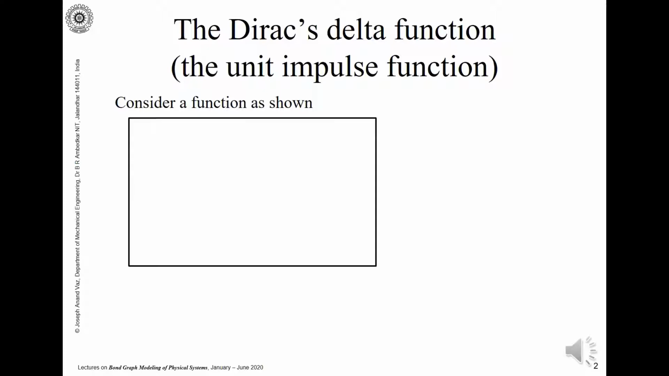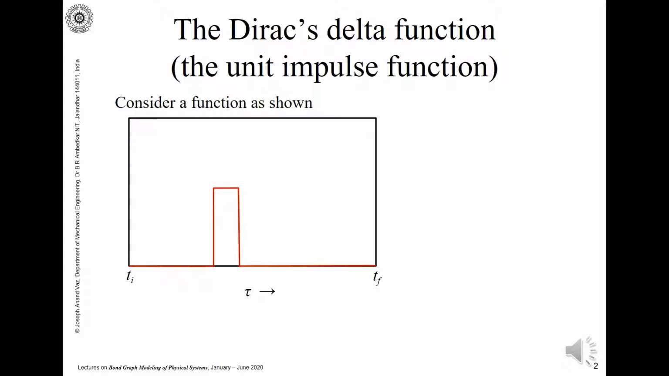The Dirac's delta function, or the unit impulse function. Consider a function as shown. This is the time window, where time is plotted on the x-axis and the signal is plotted on the y-axis. So on the time axis we begin with an initial time ti up to a final time tf.